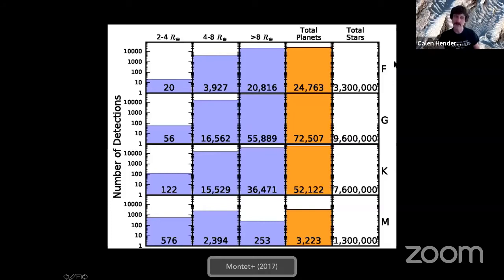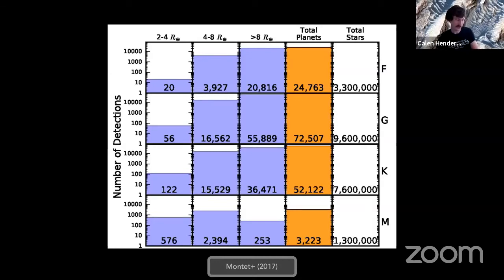And we're seeing this as a function of different spectral types. So again, we'll harken back to our Hertzsprung-Russell diagram. The top row is for F dwarfs, then G dwarfs, such as our sun, then K dwarfs, and then M dwarfs. And so you can see, if we look at the orange column with total planets, there's well over 100,000 planets that will be detected between transit and microlensing.